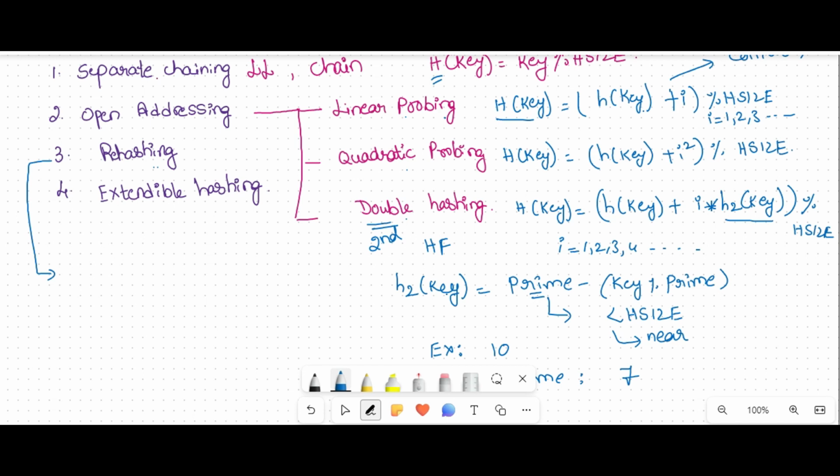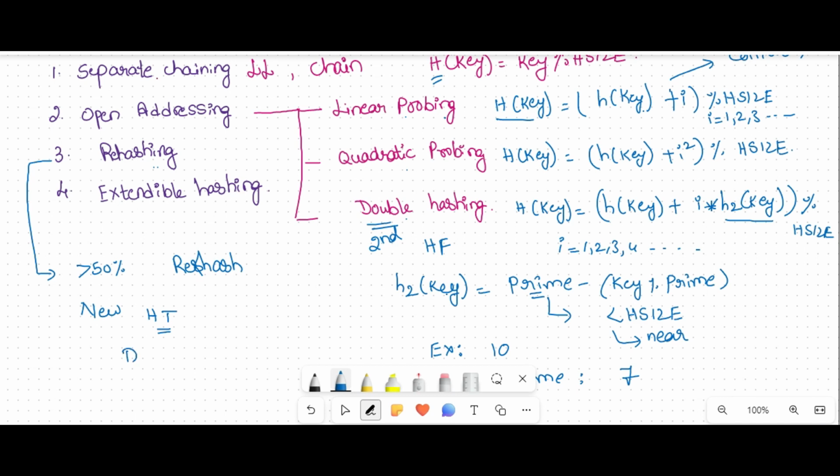Okay. So rehashing. In rehashing, if the table is more than half full, that means greater than 50% is full, then there is less chance to get an empty cell for the key. So that's why we will rehash the elements. That's why it is called rehashing. In this, a new hash table size is considered.